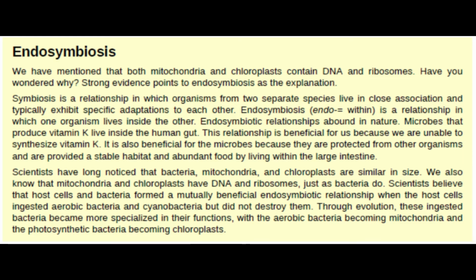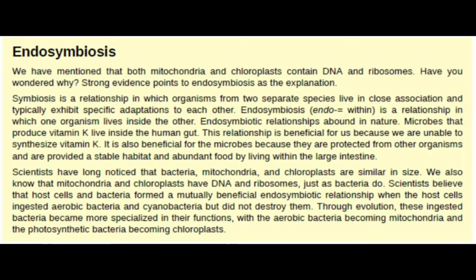Endosymbiotic relationships abound in nature. Microbes that produce vitamin K live inside the human gut. This relationship is beneficial for us because we are unable to synthesize vitamin K. It is also beneficial for the microbes because they are protected from other organisms and are provided a stable habitat and abundant food by living within the large intestine.